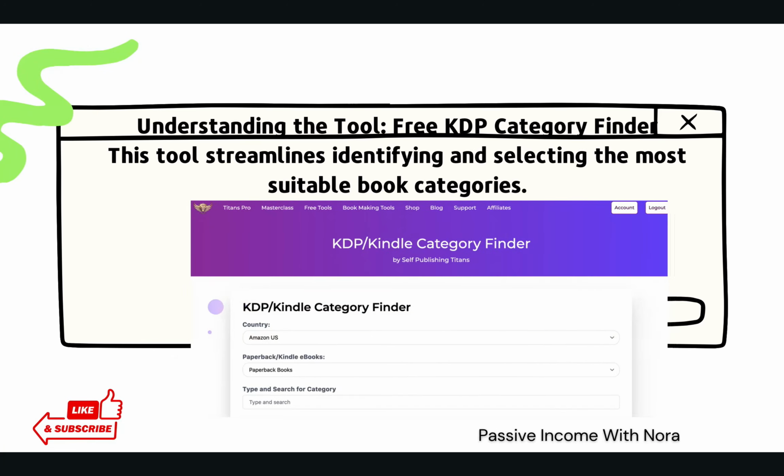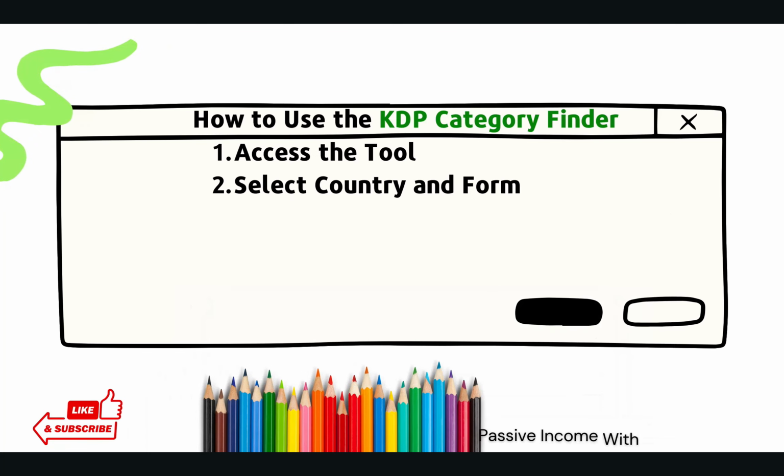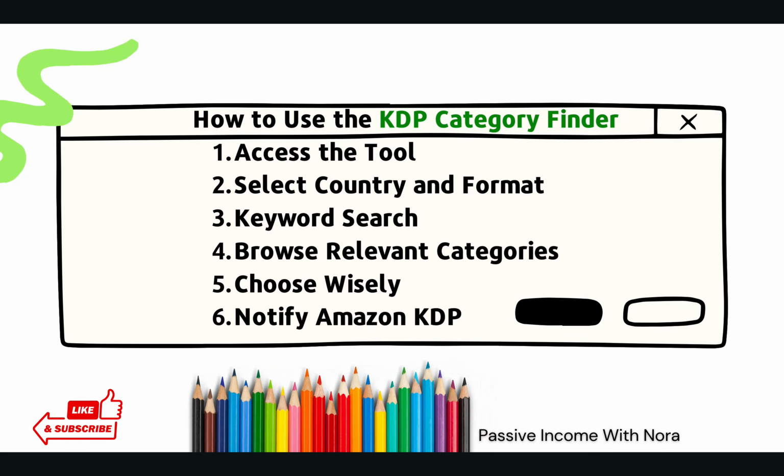So how can you use this free KDP category finder? The tool we're talking about is the KDP category finder. This is an amazing tool that streamlines and identifies and selects the most suitable category for your book, and we're going to talk about how to use it. Step one is accessing the tool. First of all, I want you to click on the link in the description box below this video, where you will find the free Amazon KDP extension, and then you'll be able to access it.